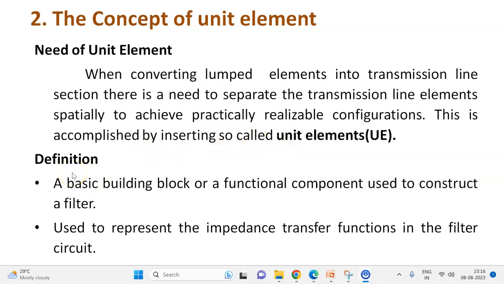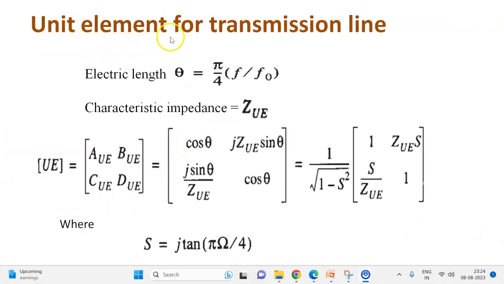Next, the definition of unit element. It is a basic building block or a functional component used to construct a filter, and it is used to represent the impedance transfer functions in the filter circuit. Next, unit element for a transmission line. The unit element has an electric length of theta equal to pi by 4 times F divided by F0, and the characteristic impedance is equal to ZUE.